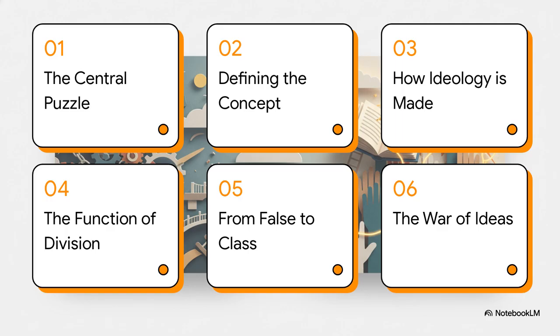Okay, so here's how we're going to break this down. First, we'll tackle the big definition. What is false consciousness, really? Then we'll get into the nuts and bolts. How is this ideology actually made? After that, we'll look at what it does, its function. We'll explore how you get from a state of false consciousness to what's called class consciousness. And finally, we'll wrap it all up by looking at this whole thing as a war of ideas.